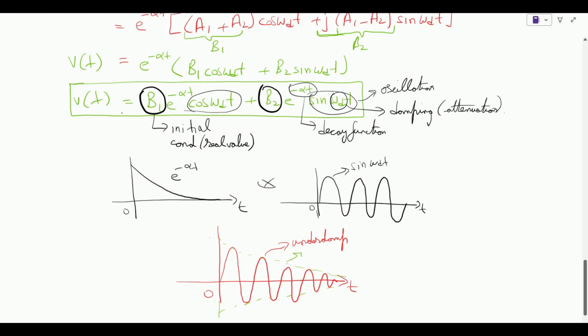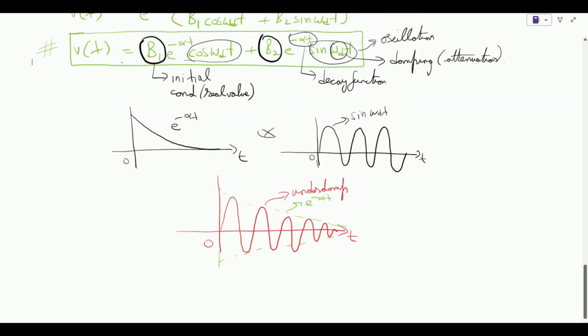So this is the contribution of e raised to power minus alpha t, and omega d is causing the drop or attenuation of the signal. So this is how we get the underdamped response graphically, and this equation basically gives us the voltage expression for the underdamped behavior. Now let us look at finding the constants b1 and b2.